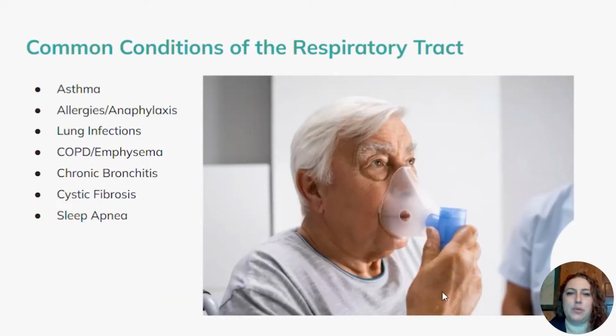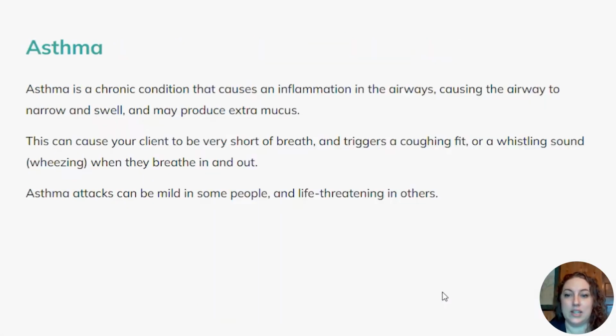Some common conditions of the respiratory tract are asthma, allergies or anaphylaxis, lung infections, COPD or emphysema, chronic bronchitis, cystic fibrosis, and sleep apnea. Asthma is a chronic condition that causes an inflammation in the airways, causing the airway to narrow and swell, and they may produce extra mucus. This can cause your client to be very short of breath. It can trigger a coughing fit or a whistling sound or wheezing when they breathe in and out. Asthma attacks can be mild in some people and life-threatening in others.